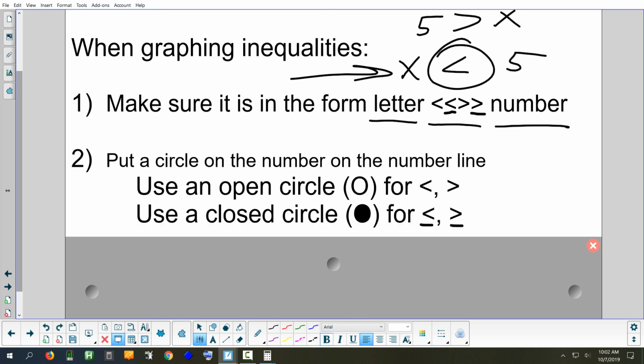If the original problem had that symbol, less than or equal to, or the one next to it, greater than or equal to, you're going to use a filled-in circle. Small, very small change, filling it in or not filling it in, but that would make the difference between getting half credit or full credit on a graphing problem on a test. If you use the wrong circle, you're going to lose some points. Maybe not all the points if you did some other stuff right, but you'd lose a little bit.